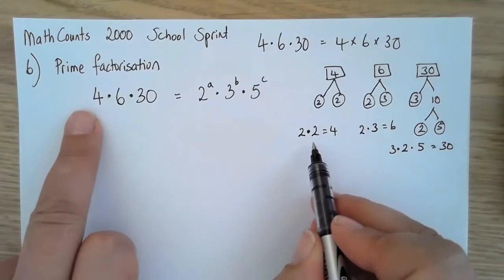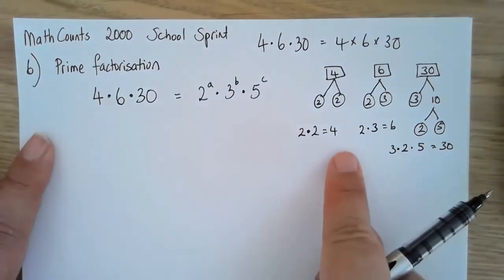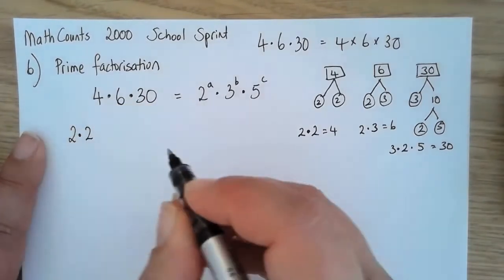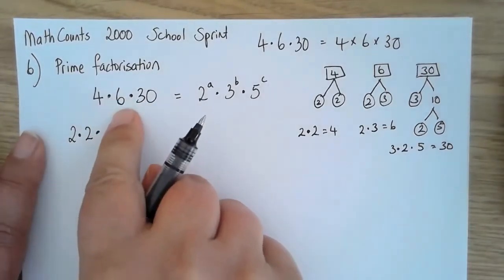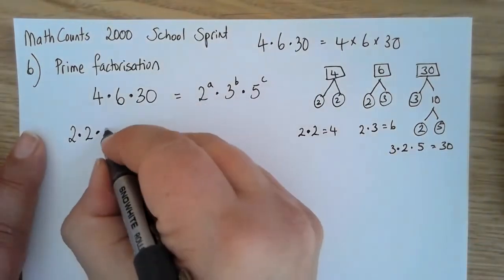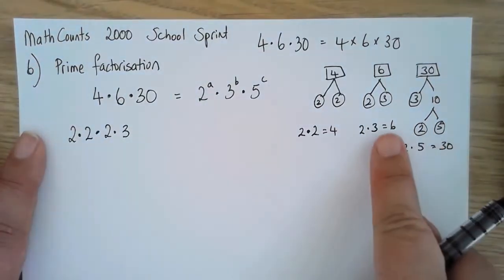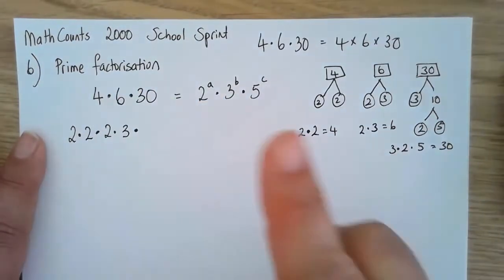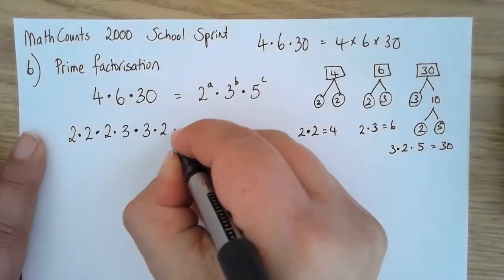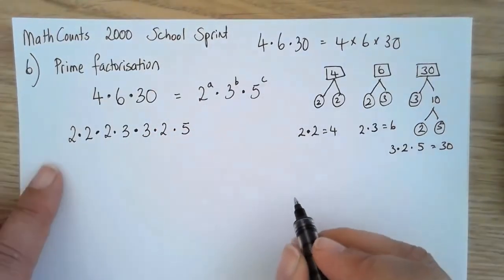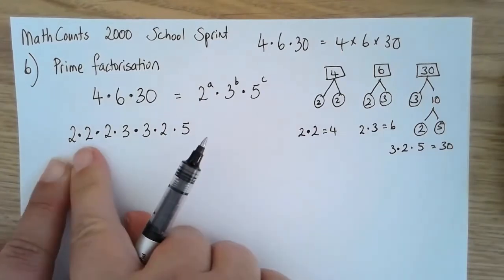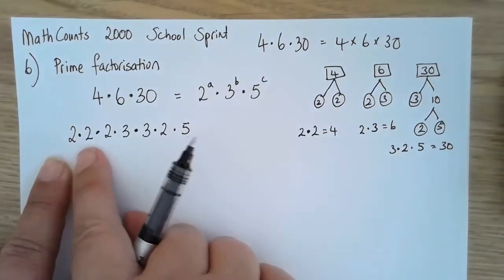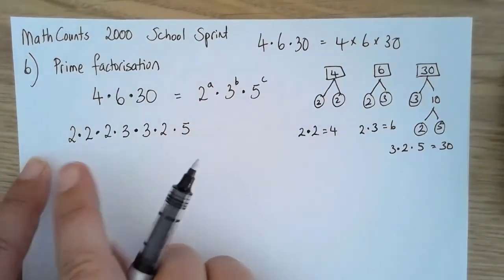So if I replace the 4 over here with the 4 down here, which is just written as 2 multiplied by 2, multiplied by 6, which is 2 multiplied by 3, and then multiply again, 30, which is 3 multiplied by 2 multiplied by 5. I can simplify it. I can write this in index form with the bases of 2, and I count the number of bases that are there.